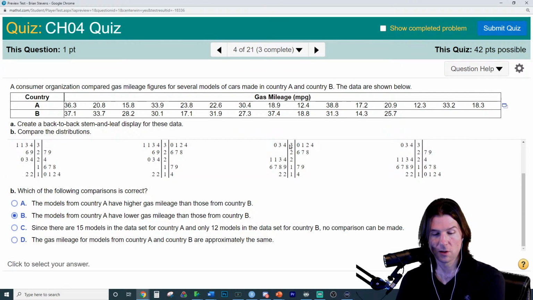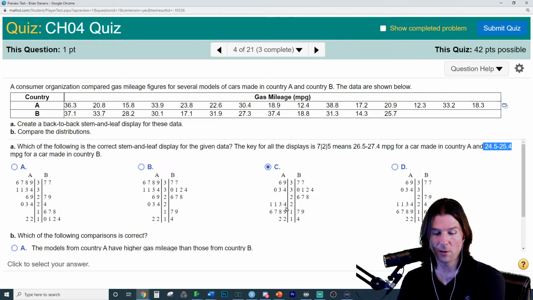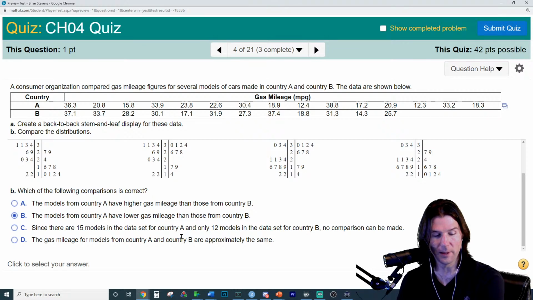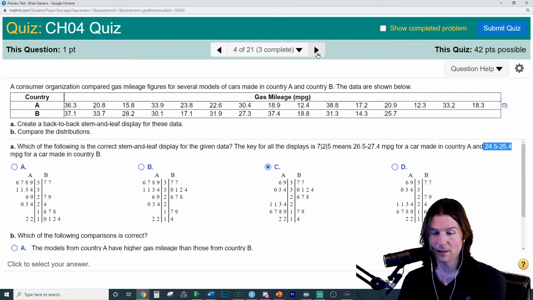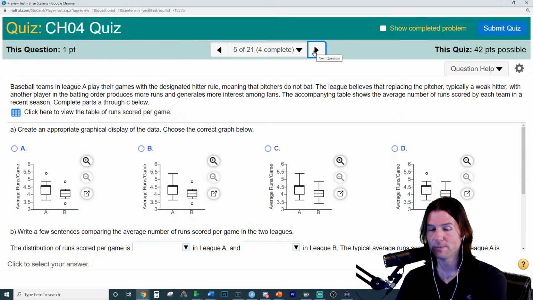And let's check our answer. 100%, we did it. So we just see that the mean or the center for A is a little bit lower than the center for B. Just kind of look at where you would divide it in half. Did it compare medians? I would compare medians here. So we've got it. Another one down, another question.